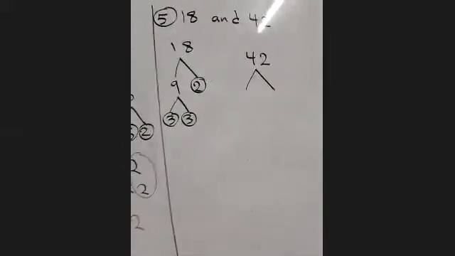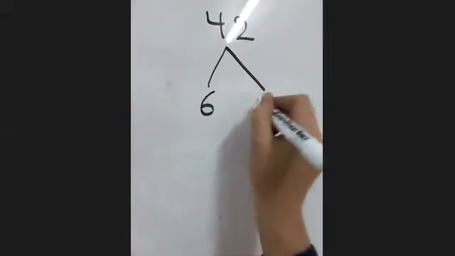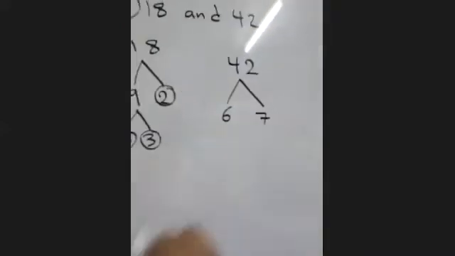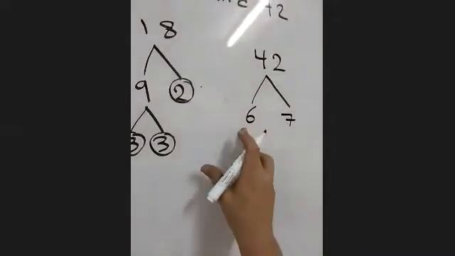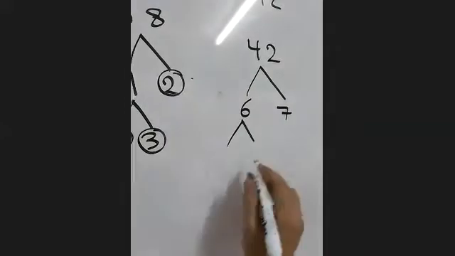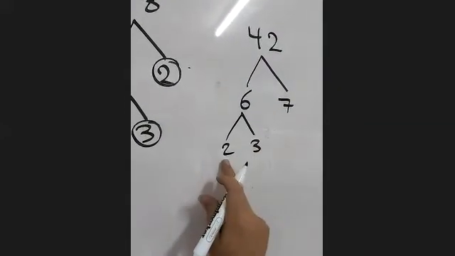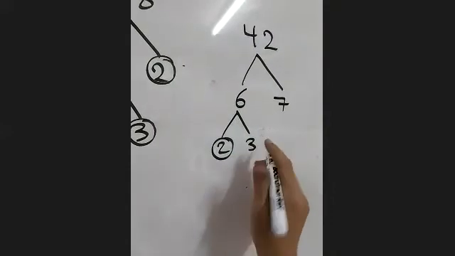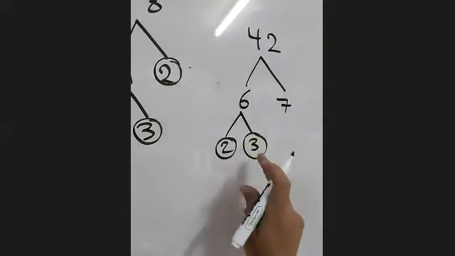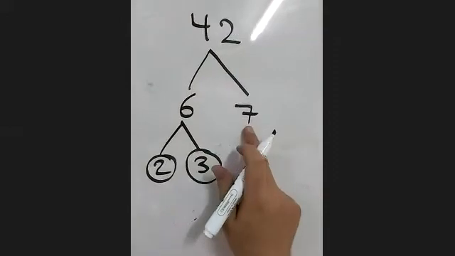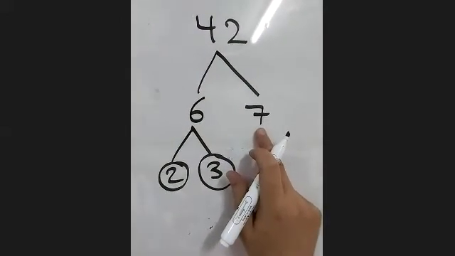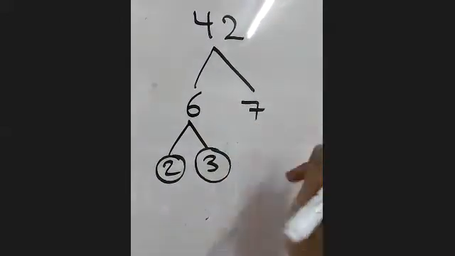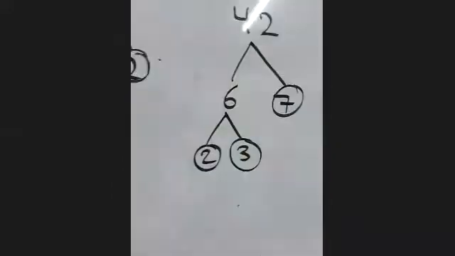So Kareem, are you with me? Yes. Let's go, 6 and 7, Kareem. Can I do more for the 6? Yes. 2 and 3. Can I do more for the 2? No. Circle. Can I do more for 3? No. Circle. Can I do more for the 7? No. I have only 7 and 1. I don't want the 1, so I put a circle.